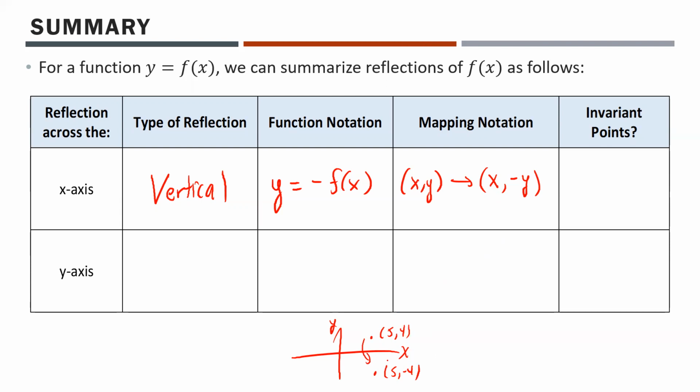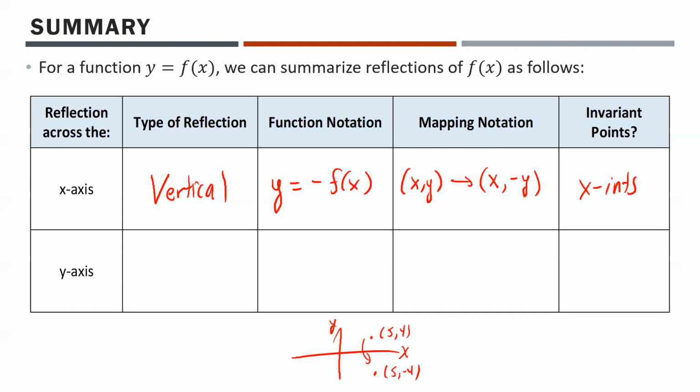It'd be anything that's already on the x-axis. If something is sitting on the x-axis and you're asking it to be reflected across the x-axis, it's not going to move. Now, the things that sit on top of the x-axis, they have a special name. They're just called x-intercepts. That's it, right? So your invariant points will just be your x-intercepts.